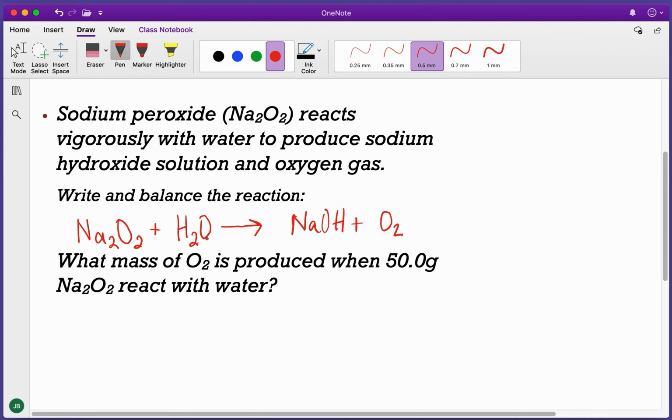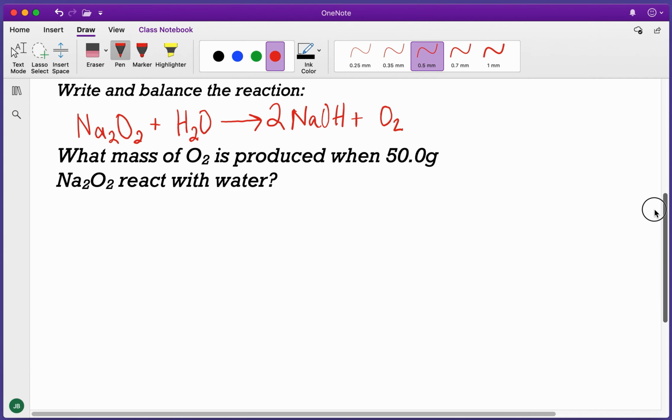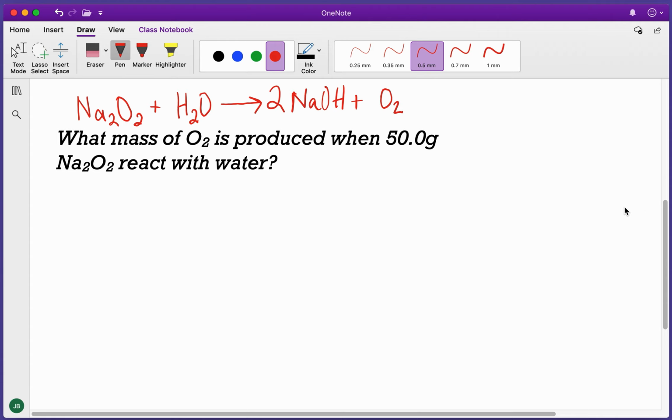Okay, so if you had paused the video and you're back with us, hopefully you got a coefficient of 2 in front of your sodium hydroxide, and there is an understood 1 in front of all of our other compounds. Now I'm going to scroll up a little bit, and let's write out our knowns and our unknowns. So the question is, what mass of oxygen is produced when 50.0 grams of sodium peroxide react with water? So our known is 50.0 grams sodium peroxide, and what we're solving for, our unknown, is a mass of oxygen.